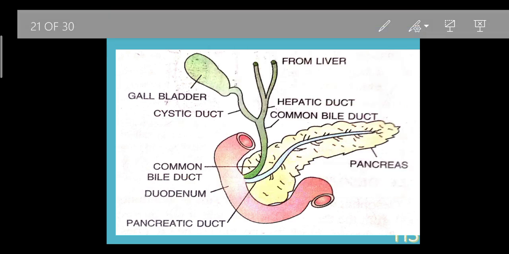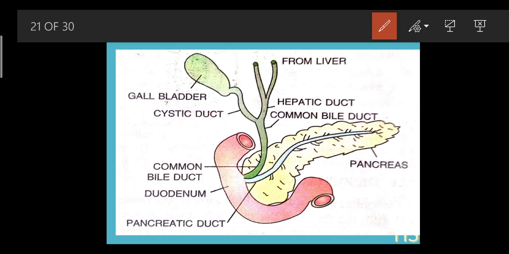Now, one more thing. As I already mentioned, the color of the bile is yellowish green. Why is the color of the bile yellowish green? It's due to the pigments called biliverdin and bilirubin. These are the two important names, biliverdin and bilirubin. What are these? These are nothing but pigments.